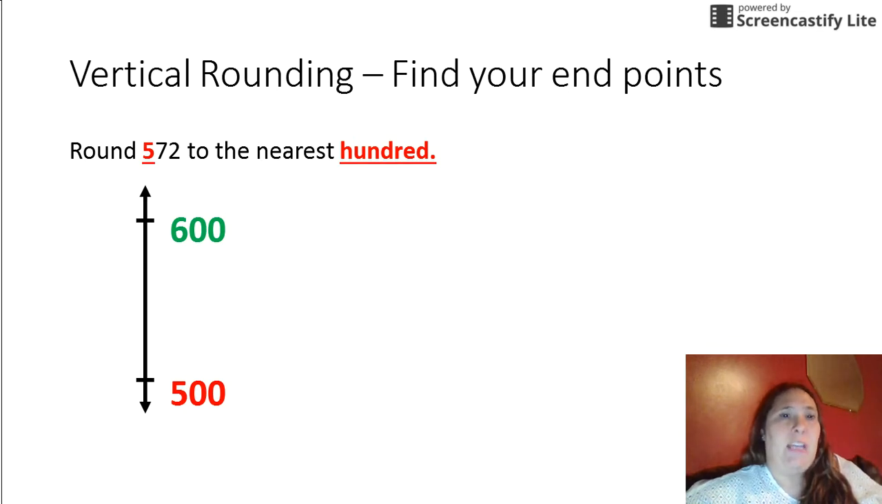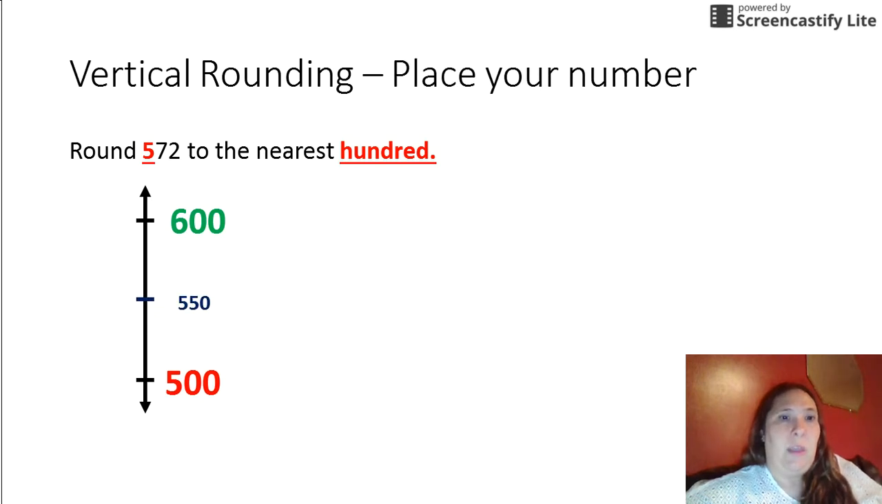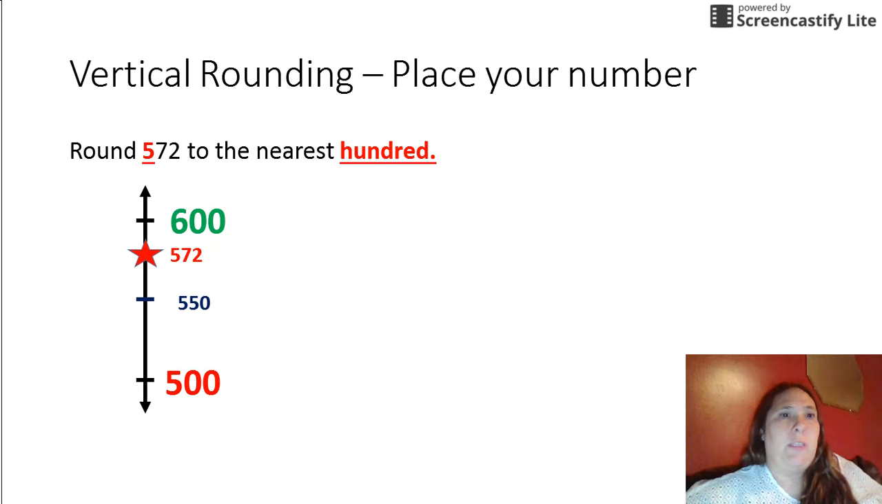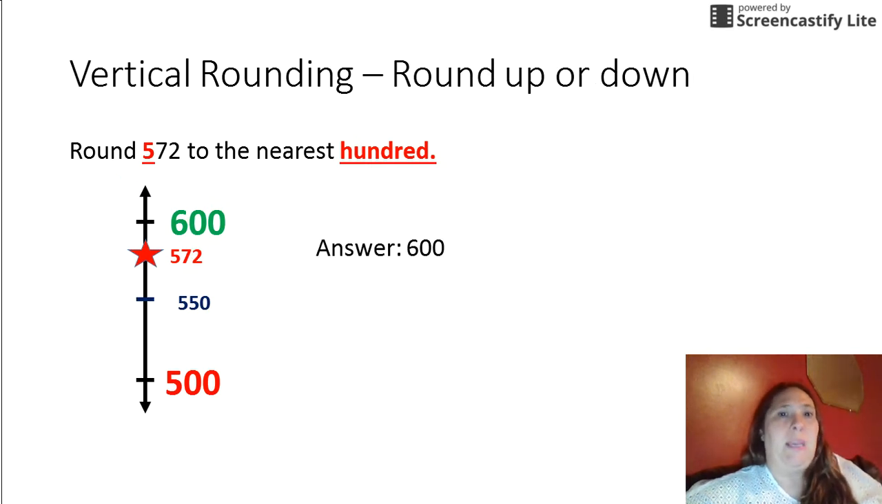The next step is to find our midpoint, or our middle of the number line. So the midpoint of 500 and 600 would be 550. The next thing we're going to do is place the number that we have from our question in the vertical number line. So we're going to find the proper spot for 572 on the number line. The number 572 would go about right here on the number line. And you'll notice that because 572 is towards the top of the number line, above 550, that number would then round to 600. So our answer to round 572 to the nearest hundred would be 600.